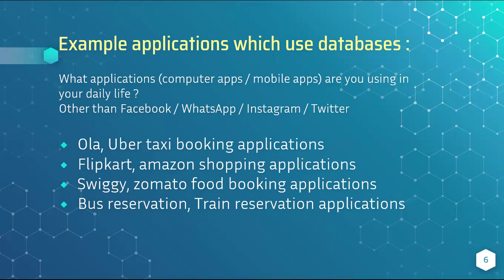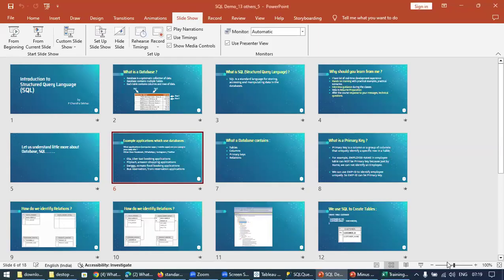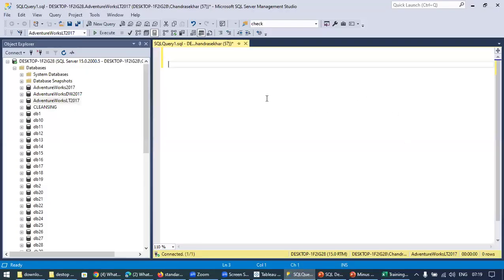Like that, each database will have multiple tables, and each table will have columns. For example, in the customer data, what columns will be there? Name of the customer, phone number, address, email ID, etc.